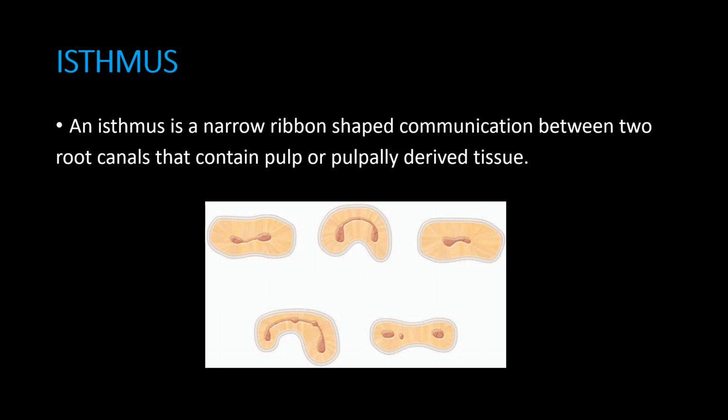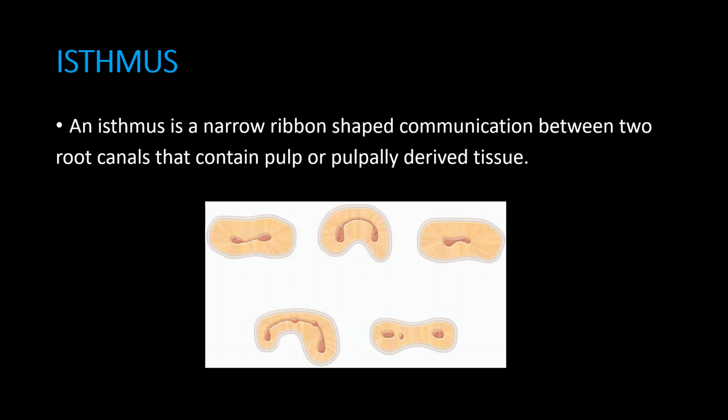Isthmus. An isthmus is a narrow ribbon-shaped communication between two root canals that contain pulp or pulpally derived tissue. Here is a pic that explains its types. Type 1 is an incomplete isthmus, a faint communication between two canals. Type 2 is a complete isthmus with a well-defined communication between two canals. Type 3 is a very short complete isthmus between two canals.